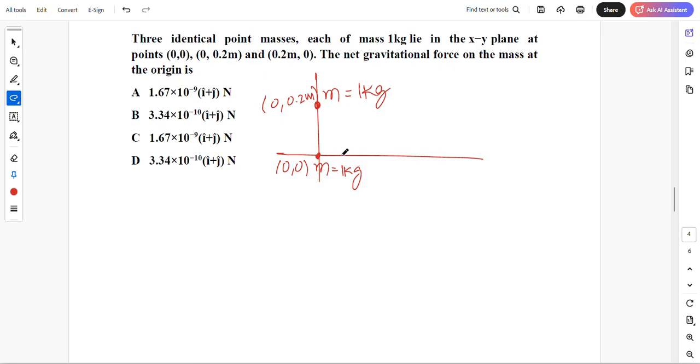Okay, 1 kg. This is x is 0, y is 0.2 meter. And the third mass is kept at x is how much? 0.2 meter, comma 0. This is the third mass. Identical point masses of 1 kg each. The net gravitational force on the mass at the origin, now this is the force experienced by.